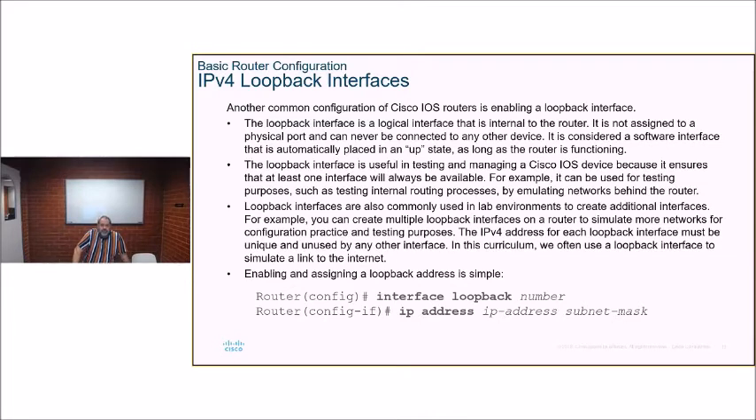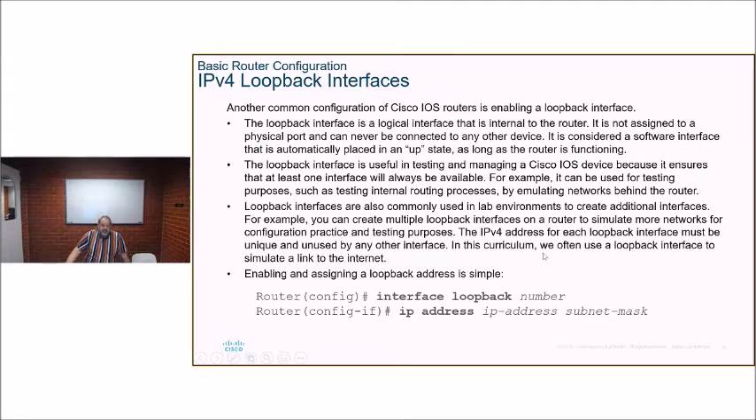A loopback interface is useful in testing and managing a Cisco IOS device because it ensures that at least one interface will always be available. For example, it can be used for testing purposes such as testing internal routing processes by emulating extra networks. Loopback interfaces are also commonly used in lab environments to create additional interfaces. For example, you can create multiple loopback interfaces on a router to simulate more networks for configuration practice and testing purposes. The IPv4 address for each loopback interface must be unique and unused by any other interface. In this curriculum, we often use a loopback interface to simulate a link to the internet.